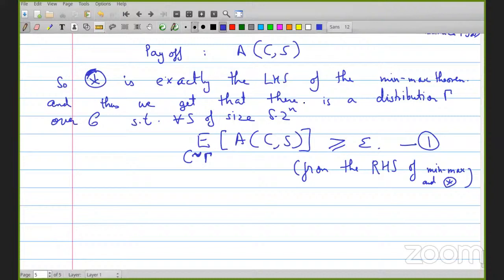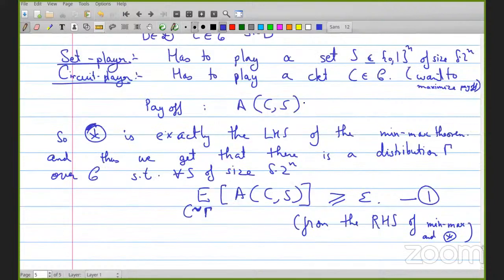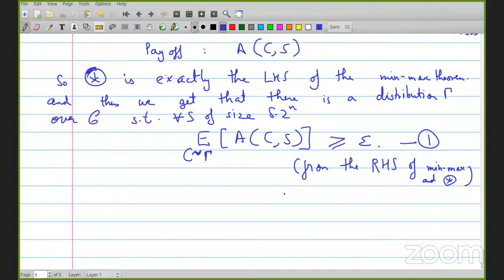Notice that the weak duality thing would not have been sufficient for this, because weak duality just says that the left-hand side is at least as much as the right-hand side. And here we only have a lower bound on the left-hand side, and we also want a lower bound on the right-hand side. So the equality is important. The strong duality was important. Weak duality is not sufficient. So check that weak duality would not be sufficient for this.